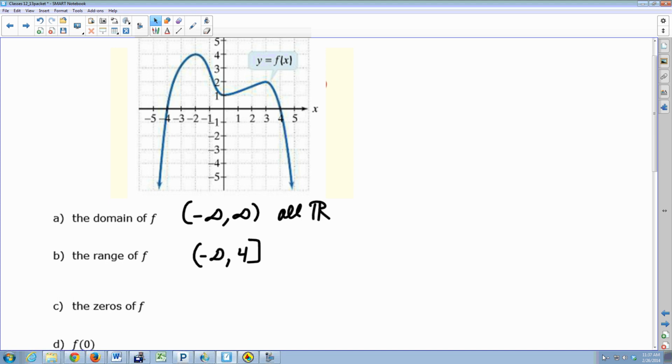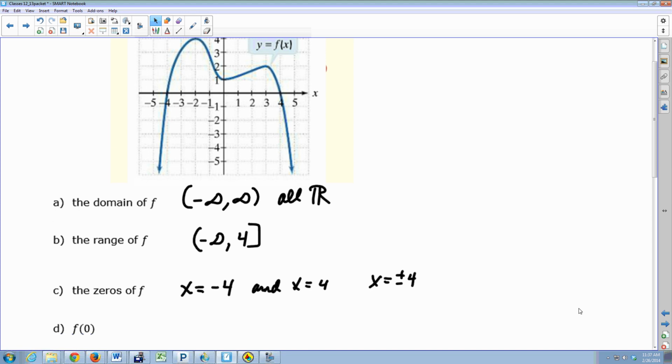Zeros of f. The zeros of f are always written as x equals. So what are our zeros of this function? X equals -4 and x equals 4, or you could say x equals plus or minus 4, okay? I don't want the coordinates for once in my life. F of 0, this corresponds to a single value because this is the y value of your y-intercept. So f of 0 equals 1.